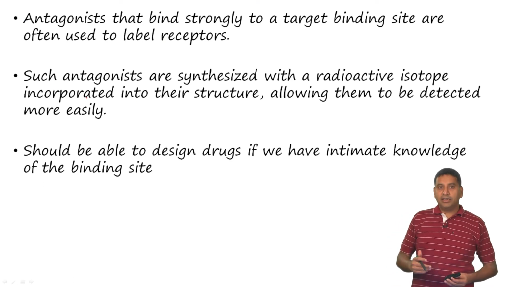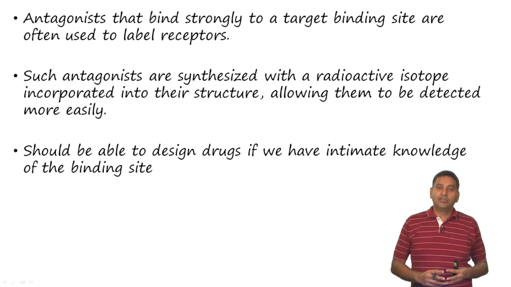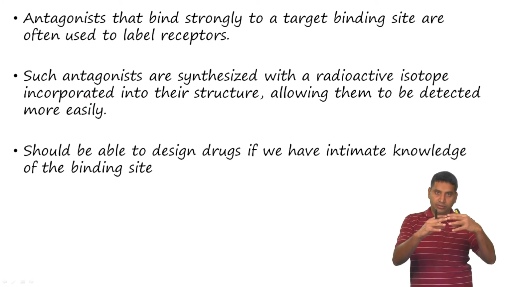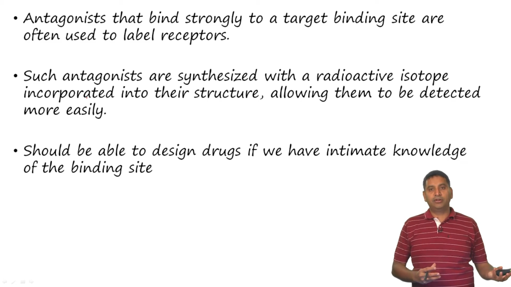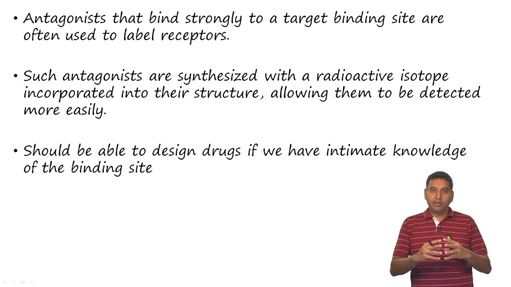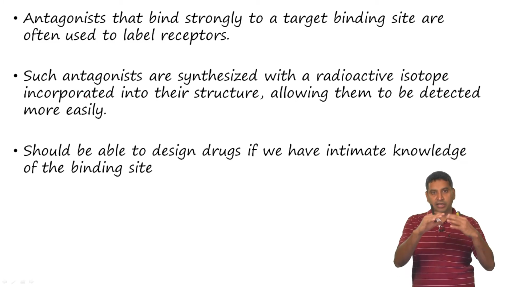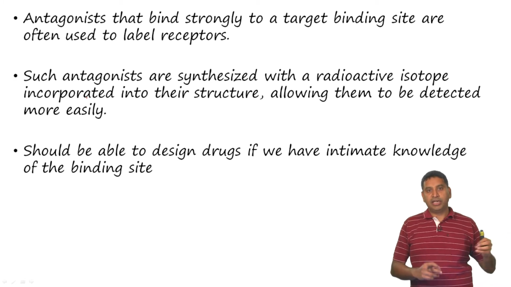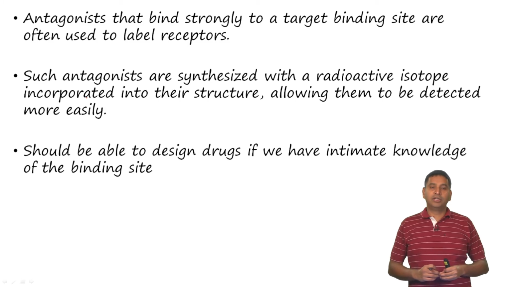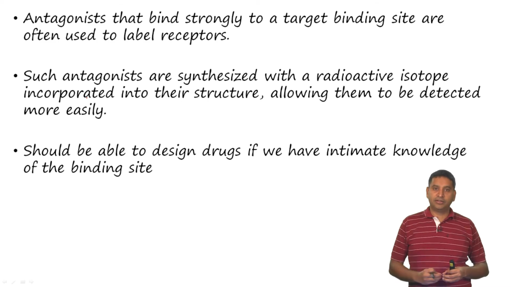Okay. So, antagonists that bind strongly to the target binding site are often used to label receptors. The way we understand the topology and the structure inside a receptor is we have to crystallize this molecule in the presence of either the natural ligand or an antagonist. Once we are able to crystallize it, then we know what kind of interactions happen inside, and we may be able to understand the landscape in the binding site. Such antagonists are synthesized typically with a radioactive isotope incorporated into the structure. What this allows us to do is to detect the presence of this antagonist.